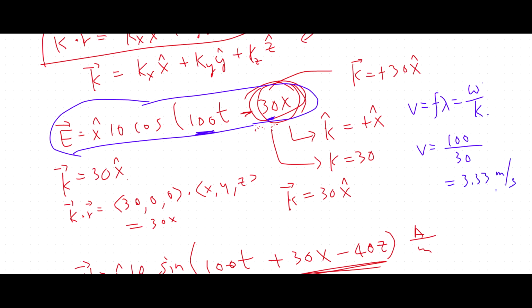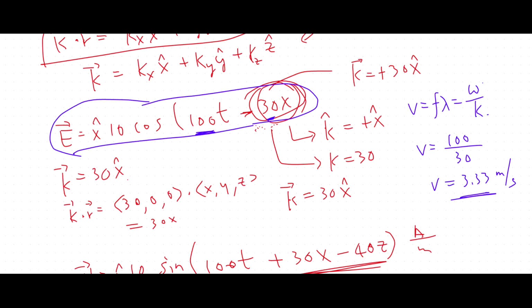When you see an expression like this, you don't have to ask me whether this is propagating in vacuum or in air, or what it is propagating in, because you can calculate it. If this were a vacuum, the velocity would be the speed of light, 3 times 10 to the 8. Because this is not the speed of light, you know it's not in vacuum.